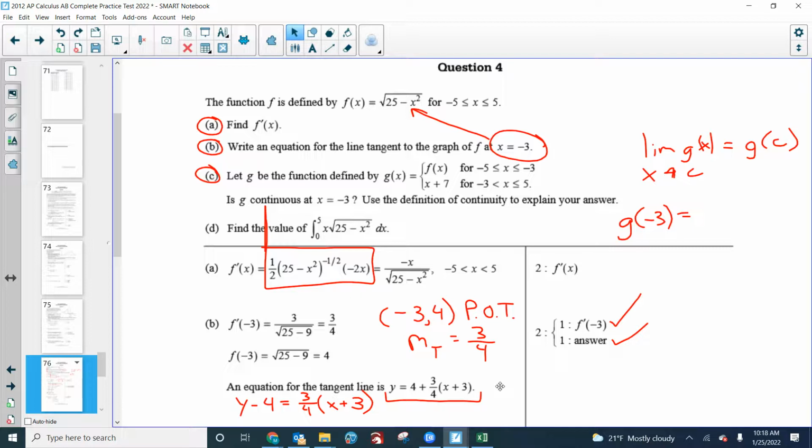4, correct? I think we actually finished as the bell was ringing. Yeah. Is that right? I don't know if we got to. We talked about C and how to write out the definition of continuity.